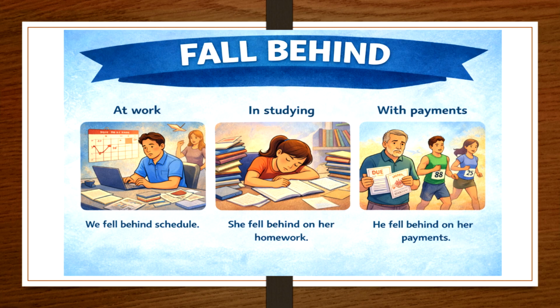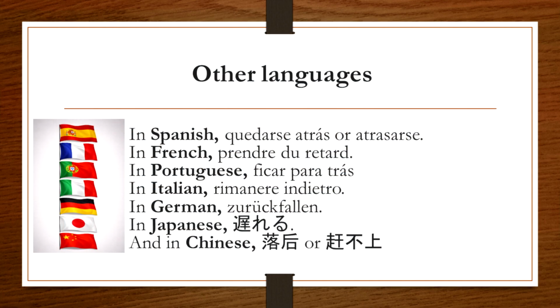Now, let's quickly connect this to other languages. In Spanish, fall behind is like quedarse atrás or atrasarse. In French, it's prendre du retard. In Portuguese, ficar para trás. In Italian, rimanere indietro. In German, zurückfallen. In Japanese, okoderu. And in Chinese, la ho, or gan bu shang.